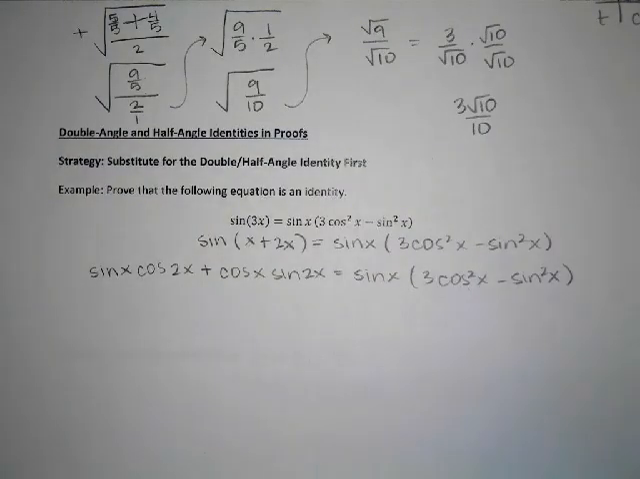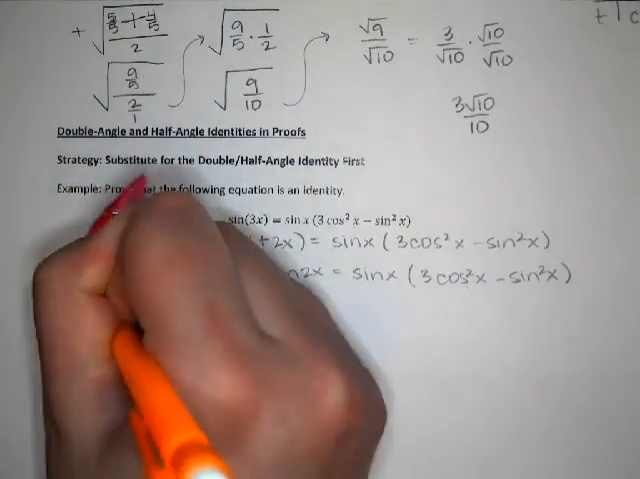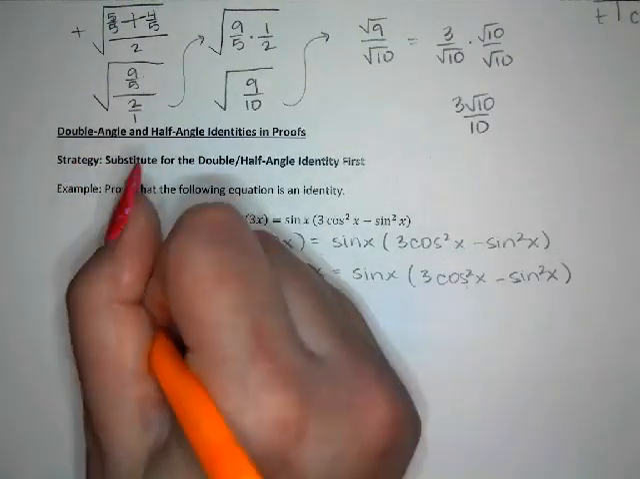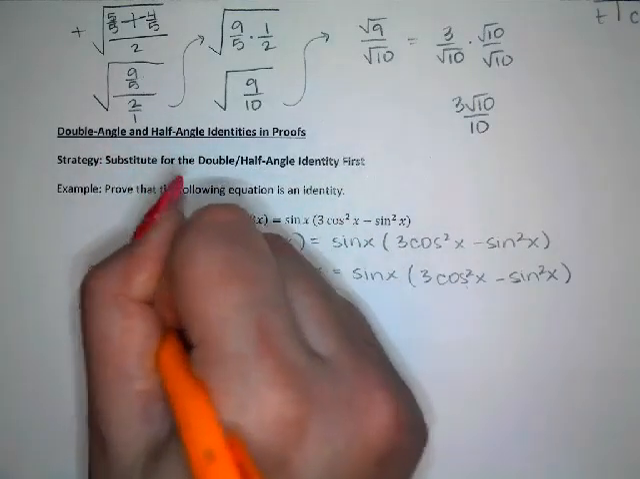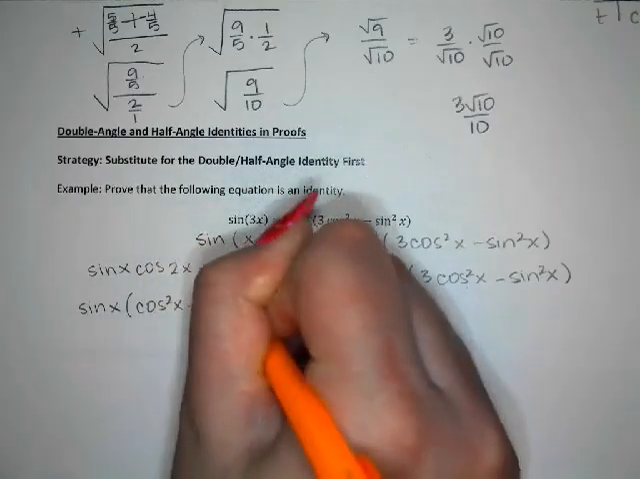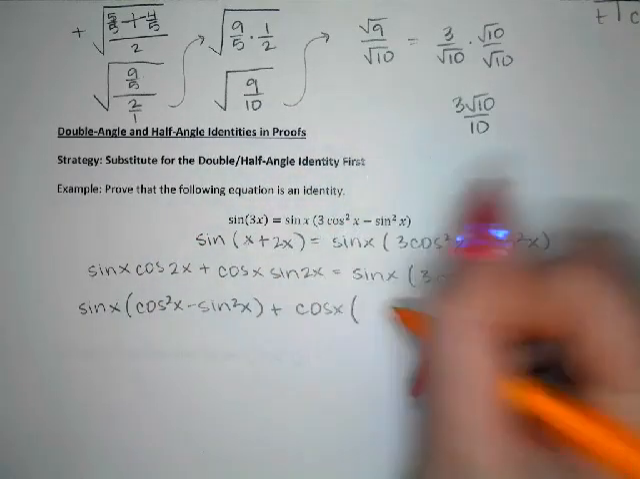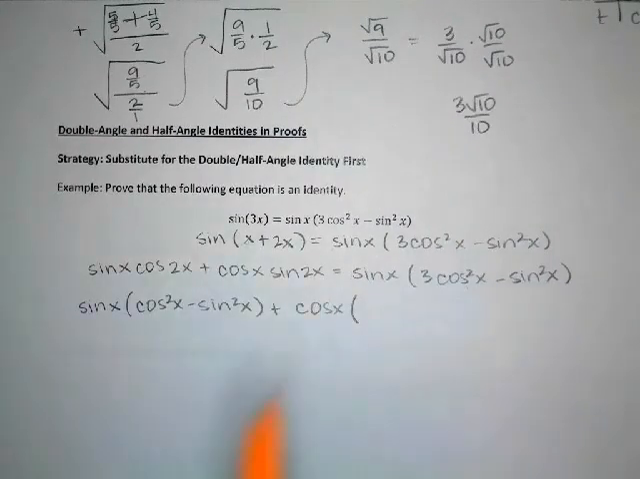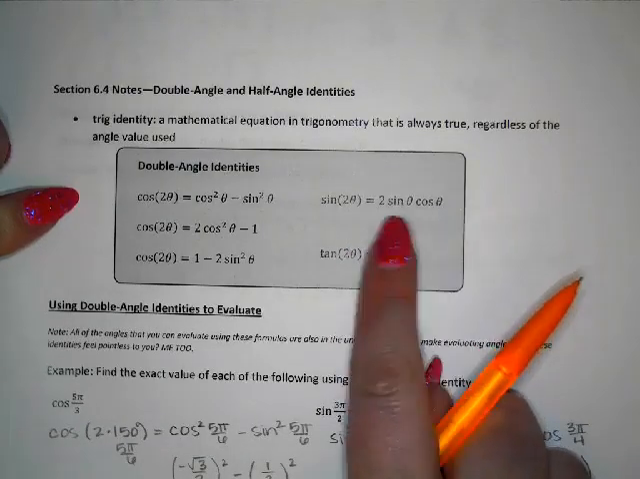So I've got sine x, and then it's being multiplied by the cos double angle identity, so cos squared minus sine squared. And then cos x is being multiplied by the sine double angle identity. And this one we don't have options, we just have to write the one thing down. So 2 sine x cos x.